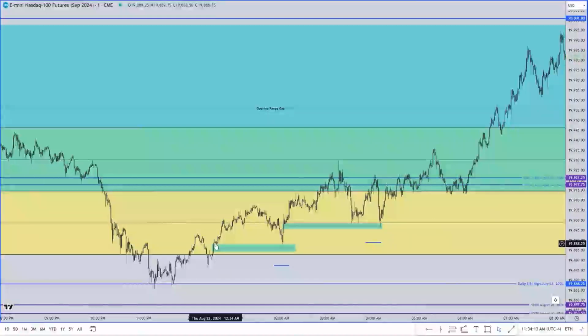This fair value gap forming when? Look at the time. What time is that? Right there. What time is that? It's 1 minute past the opening range at midnight.